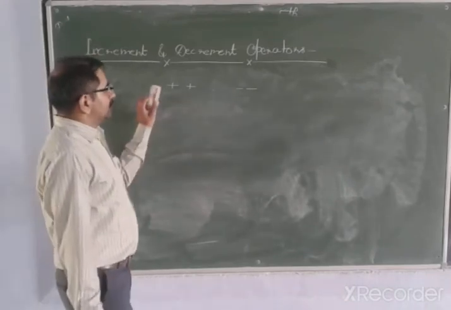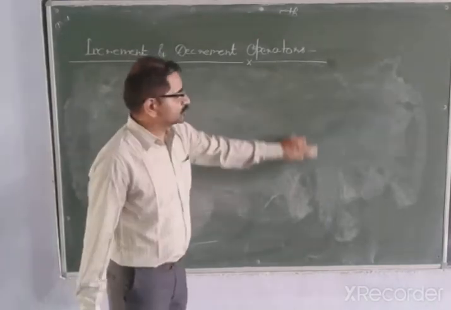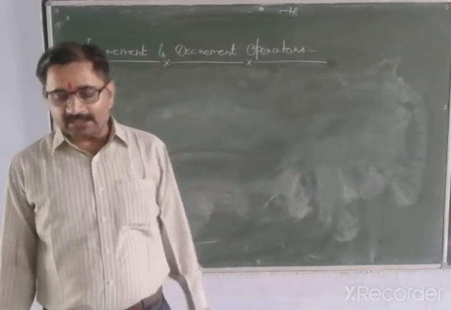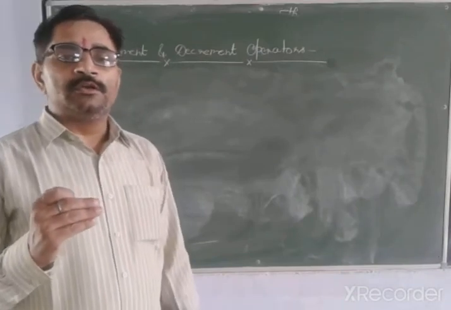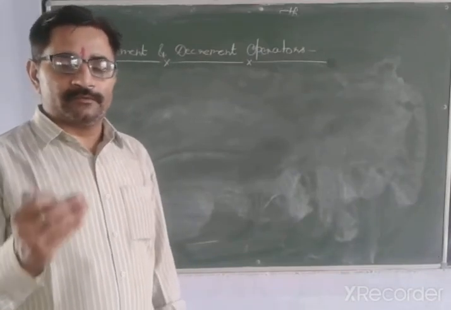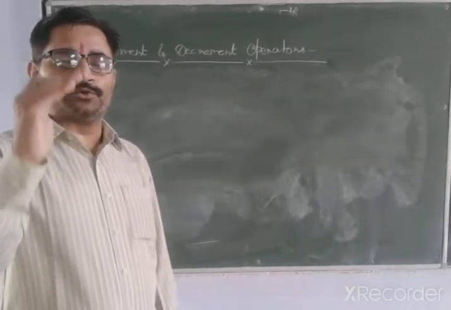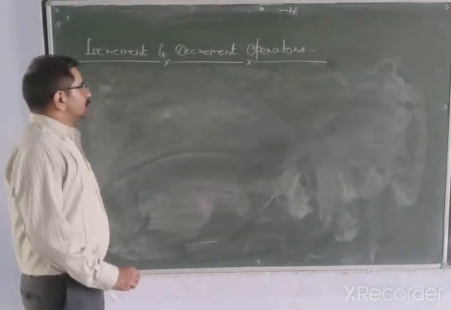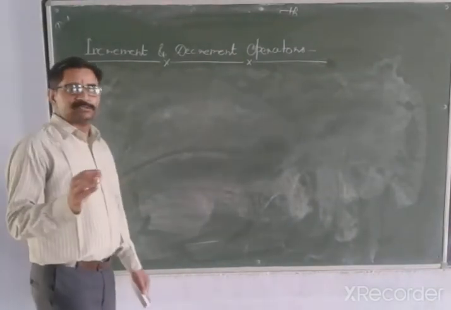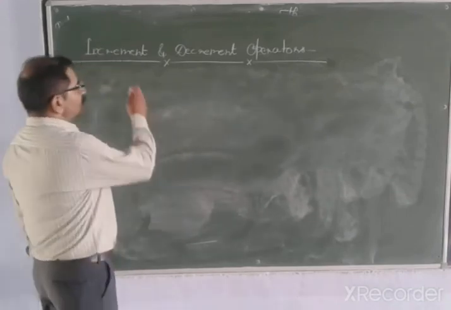Here, when we talk about the increment and decrement operators, the increment operator is used to increase the value of the operand by 1, and the decrement operator is used to decrease the value by 1. Both contain a single operand, as you know.